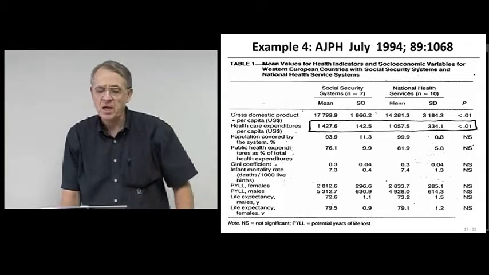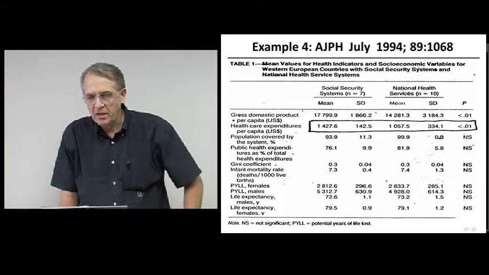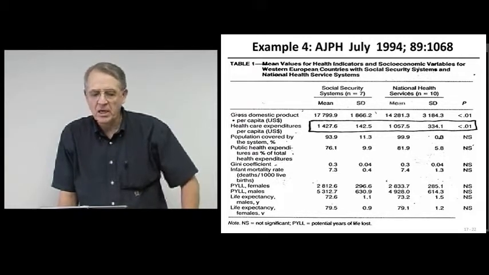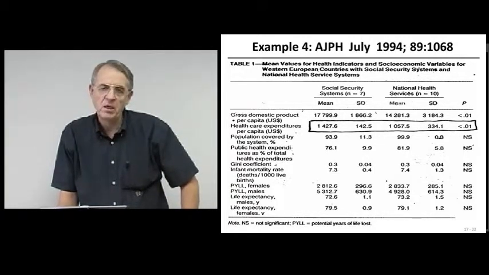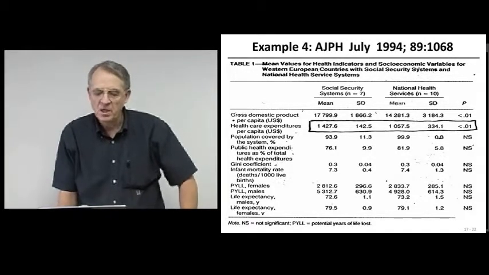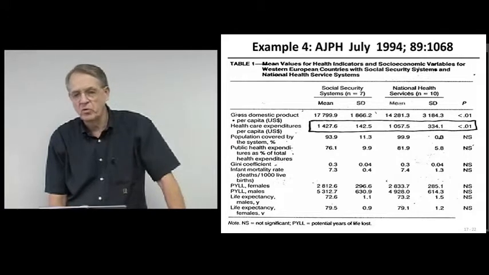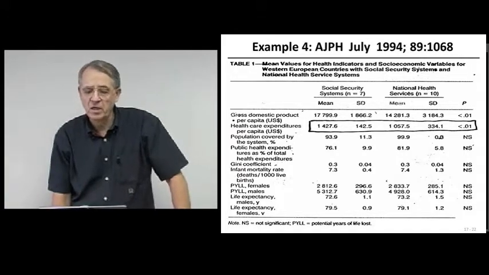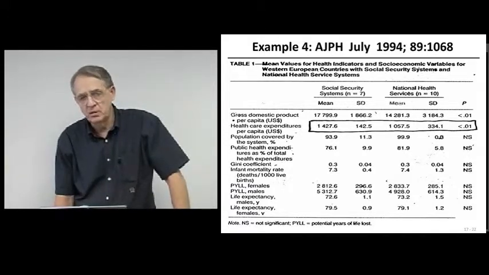We have estimates, and notice here that they're labeling this column SD. So what they are telling us is that they're giving us the sample mean plus the sample standard deviation. And for the Social Security systems, the sample standard deviation is $142.5, and for the National Health Services system, it's $334.1.